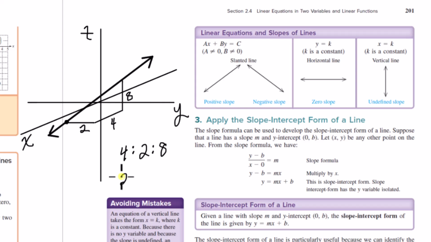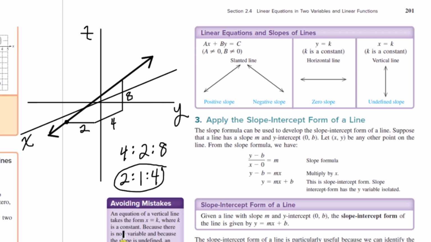So we can simplify this to 2 to 1 to 4. This proportion is constant for the entire line. And in the same way, you could walk in any direction you want, going forward or backwards, and you're going to get the same proportion.